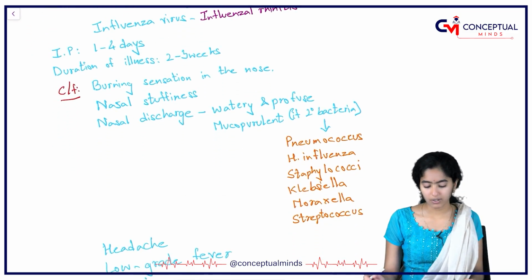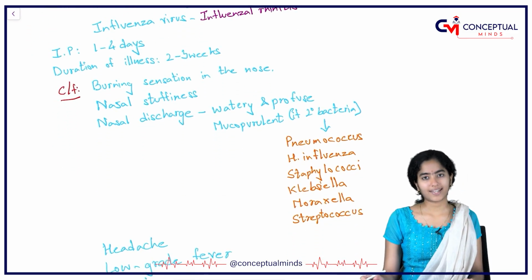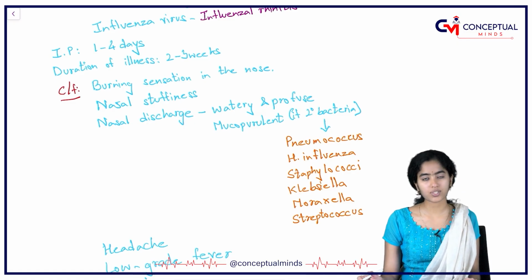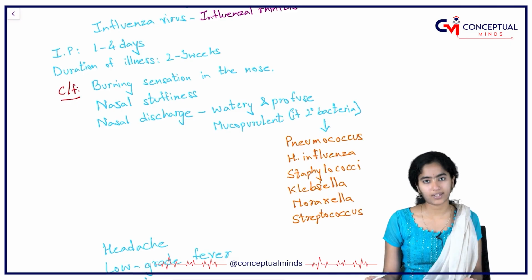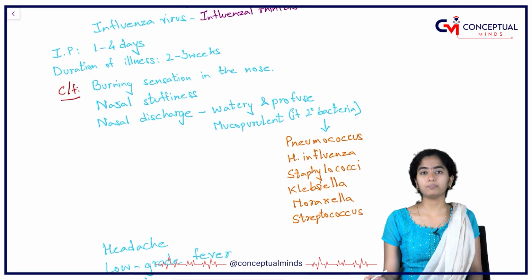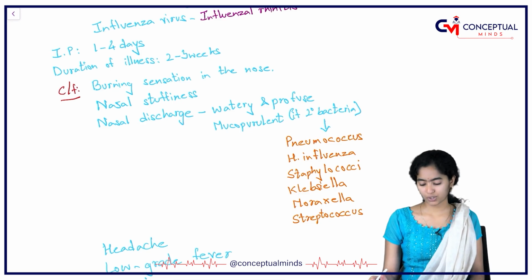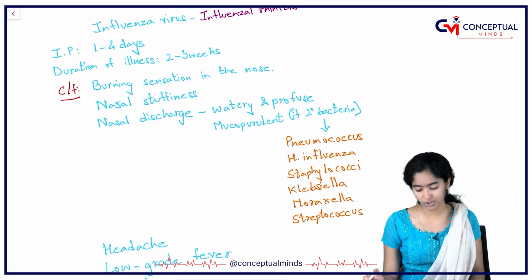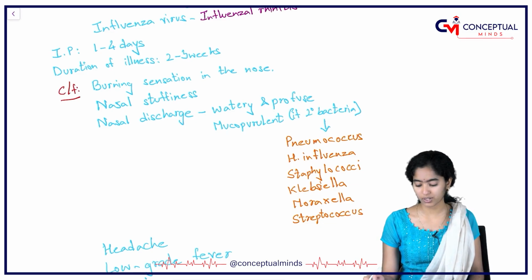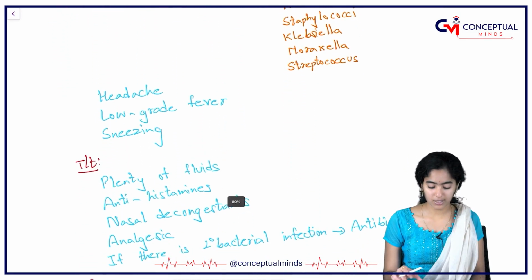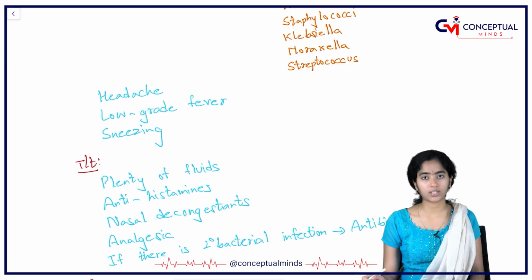Clinical features are burning sensation in the nose, nasal stuffiness, nasal discharge, which is initially watery and profuse. But later, if there is secondary bacterial invasion, it can become mucopurulent. And some bacteria that can cause secondary bacterial infection are pneumococcus, H. influenza, staphylococci, Klebsiella, moraxella, and streptococcus. Apart from that, there are some general features such as headache and a low-grade fever, and also sneezing.